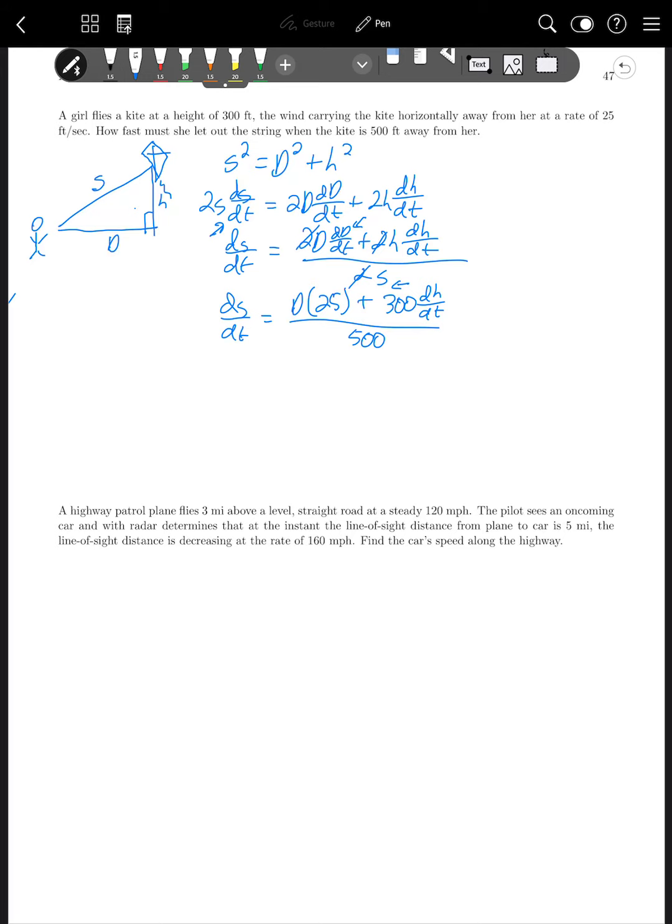Okay. So because this is a right triangle, I can find D by using the Pythagorean theorem. So 500 squared, well, actually, let's write it this way: 300 squared plus D squared equals 500 squared. And when you solve that for D, you're going to get D equals 400. Okay, so we can plug that in.